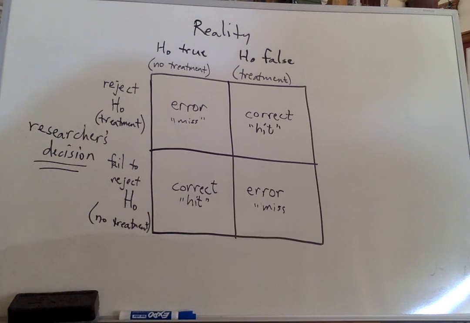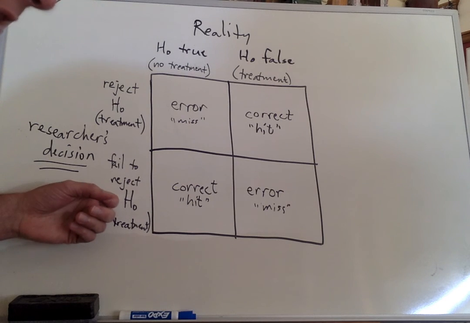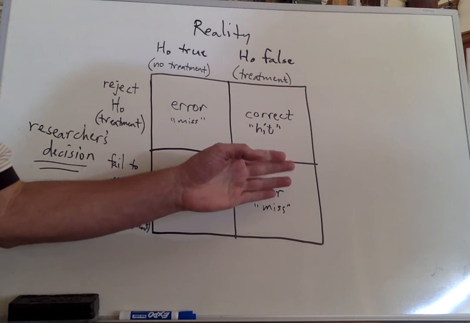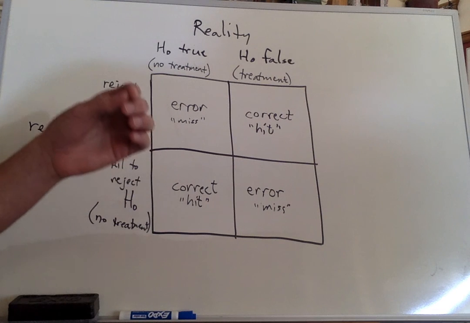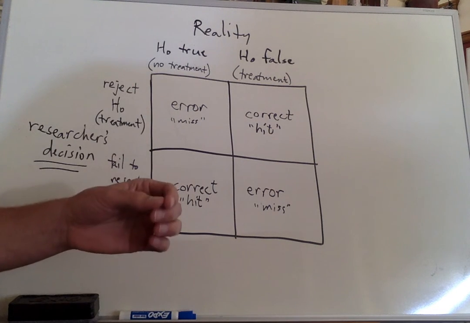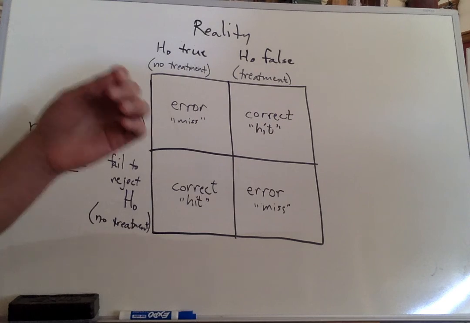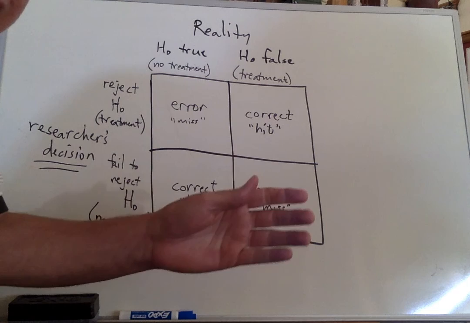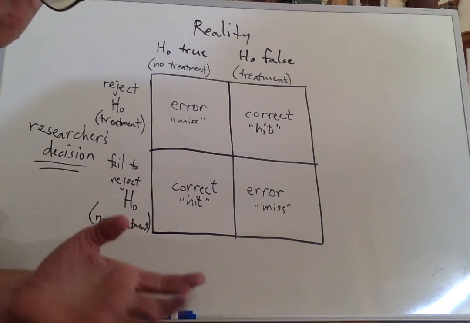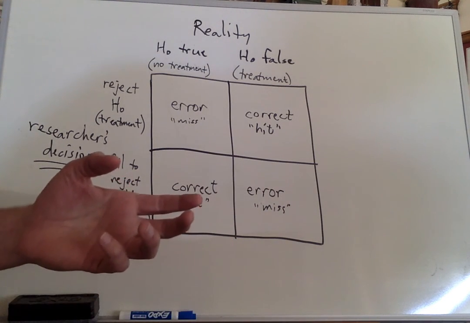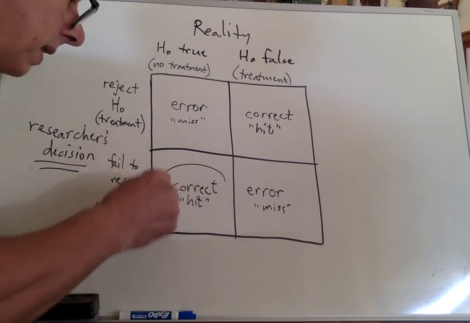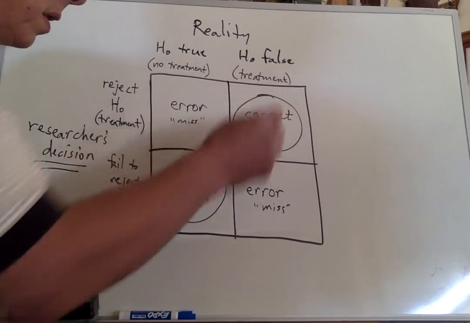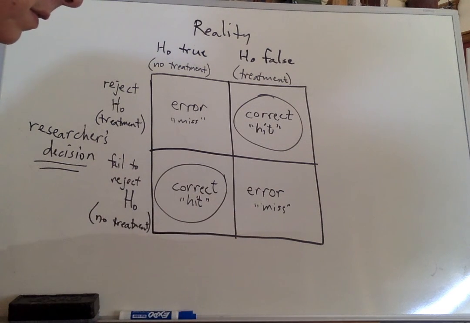Okay. Now, again, sometimes people get caught up here, and they say, well, why would the experimenter fail to reject the null if there really is a treatment? Well, just like you can see by chance an untreated group that looks like it's treated, you can also see a treated group that looks like it's not treated. That's a possibility too. Okay? So once again, we would like to be here or here. We don't want to be here or here.